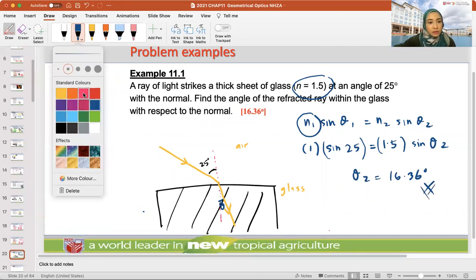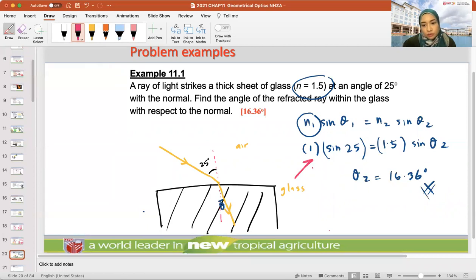One thing to take note of is that you have to know n is equal to 1 for air. It's not going to be given. You have to remember that it is approximated to be equal to the index of refraction of a vacuum, which is equal to 1.